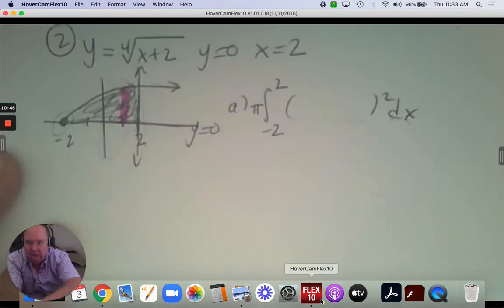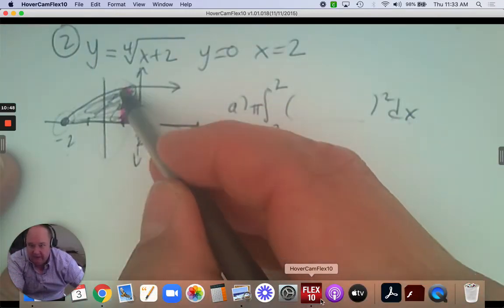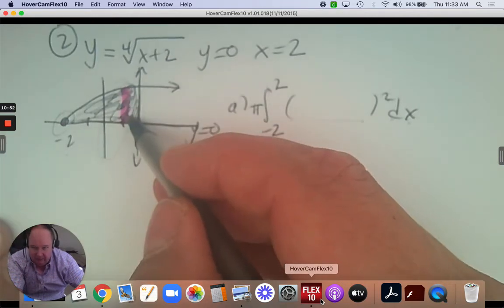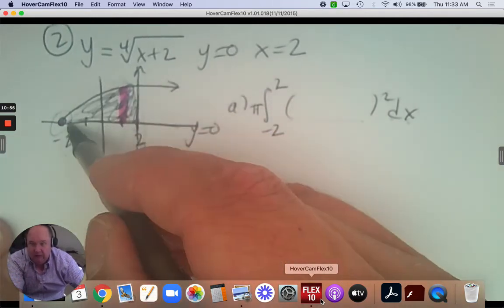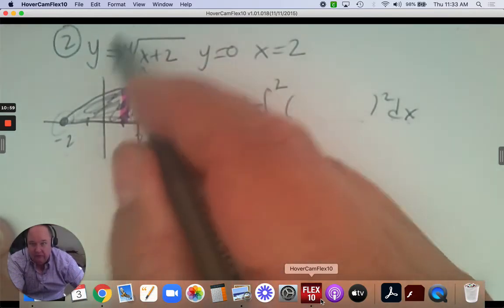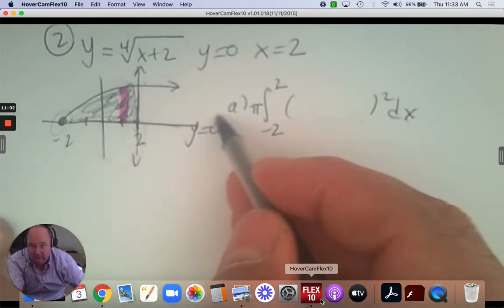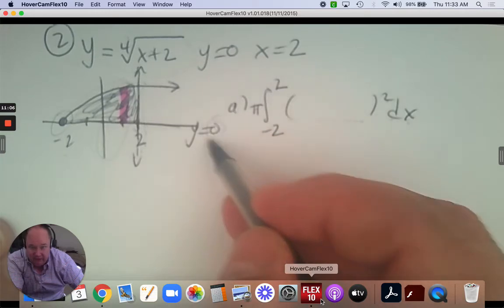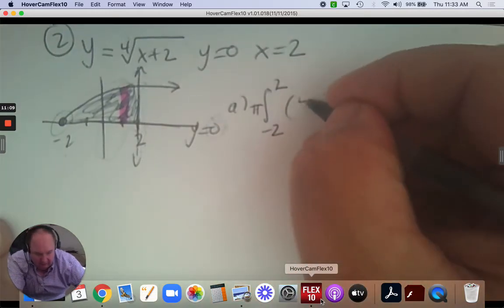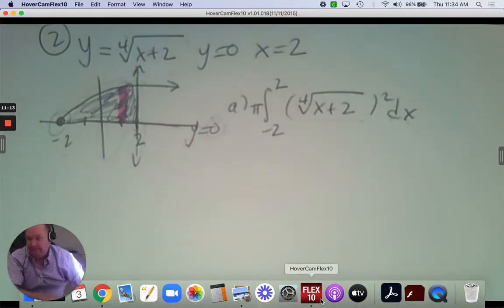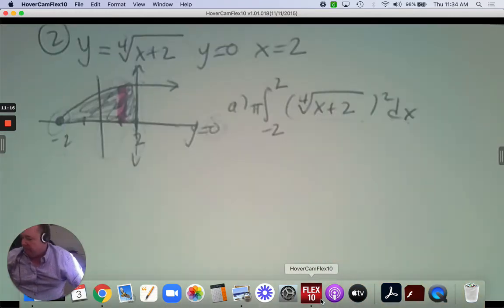If I draw the radius, which is this, and I'm going to revolve it around, what algebraic expression represents that radius? It's going to be the top subtract the bottom. This curve is on top, subtract the bottom, which is 0. Subtracting 0 doesn't change anything, so it's just the root of x plus 2. Done. That's the volume revolving around the x-axis.